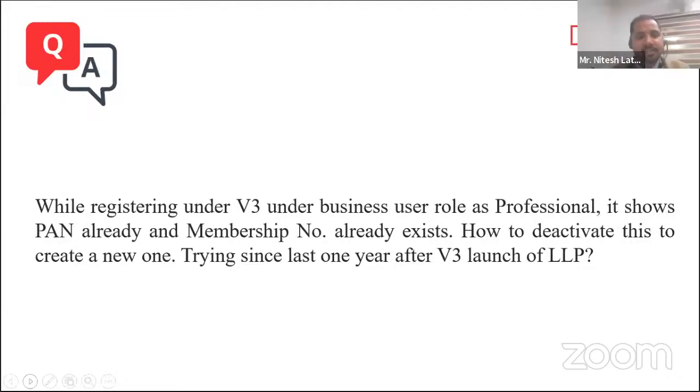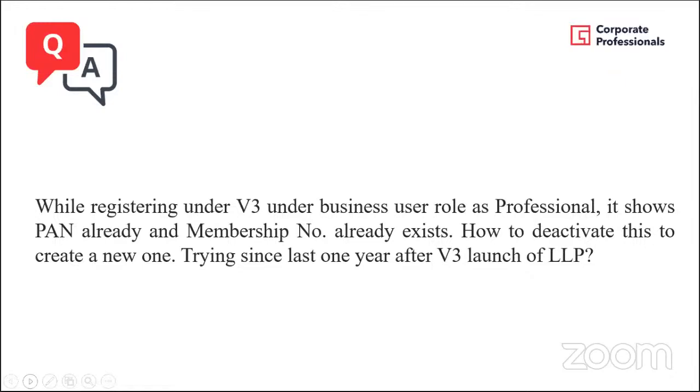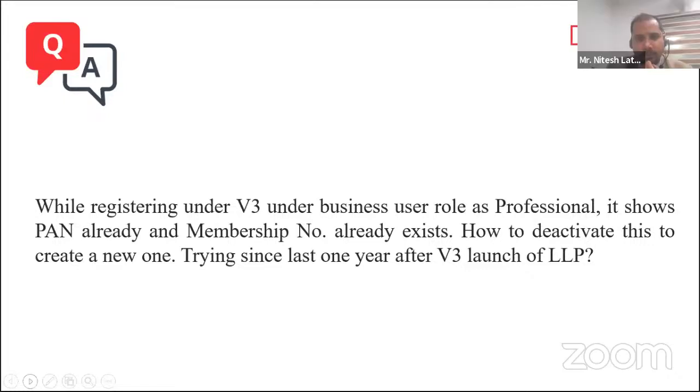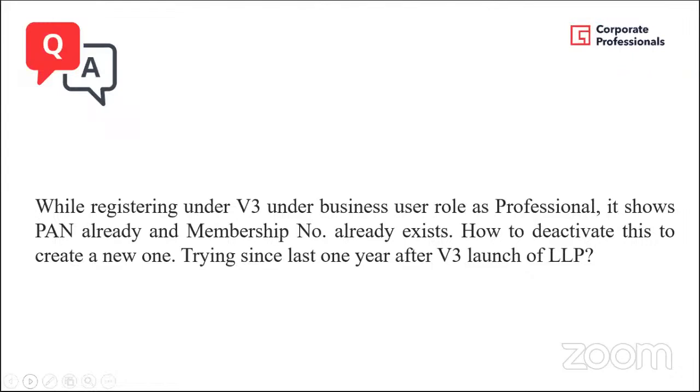While registering on the new portal as a business user under the professional category, it shows PAN already exists and membership already exists. How to deactivate this to create a new one? We have been trying for many days. So we need to follow the same process that we discussed for deactivation of the IDs which are not required. Wherever there are accounts which have a PAN or membership number already mapped, and the user is trying to create a business user role in V3, that existing PAN or membership number or email ID in another account will prevent the user from creating a business user account. And for the purpose of deactivation, the professional channels can be used.